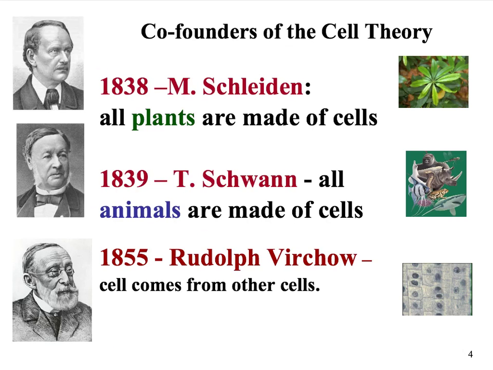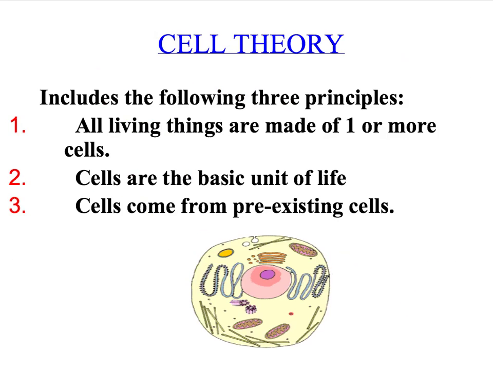It is important to understand that the work of many scientists over a long period of time is what leads us to new and exciting discoveries in science, like, for example, Schleiden, Schwann, and Virchow's work, which led us to the cell theory. So the cell theory includes three principles. It says all living things are made of one or more cells. Cells are the basic unit of life, and cells come from pre-existing cells.